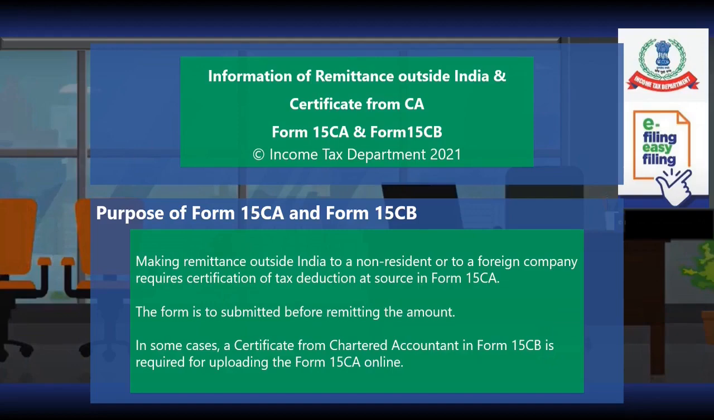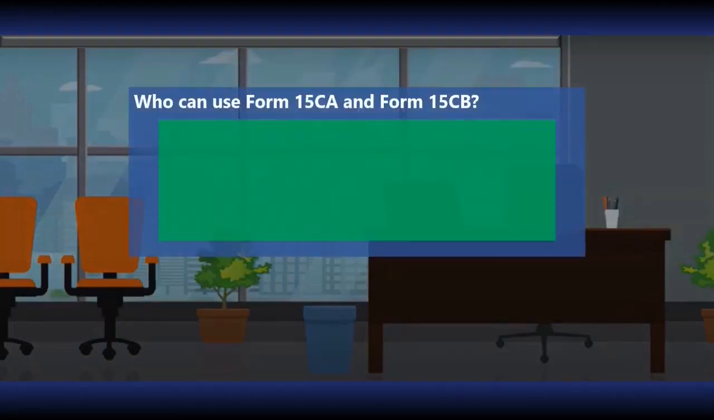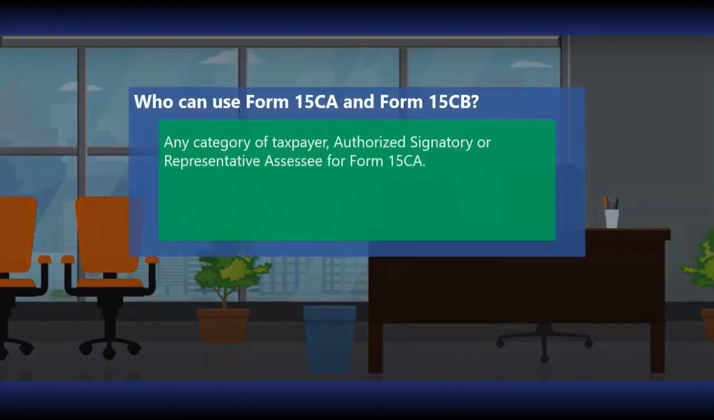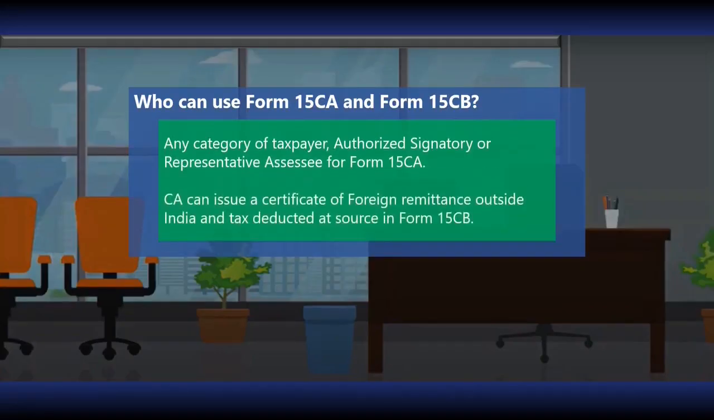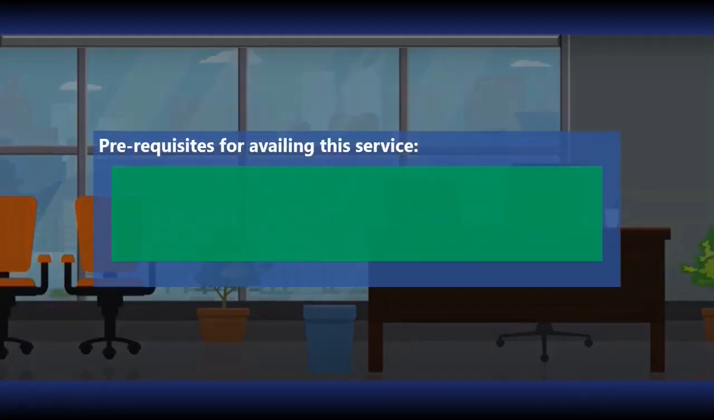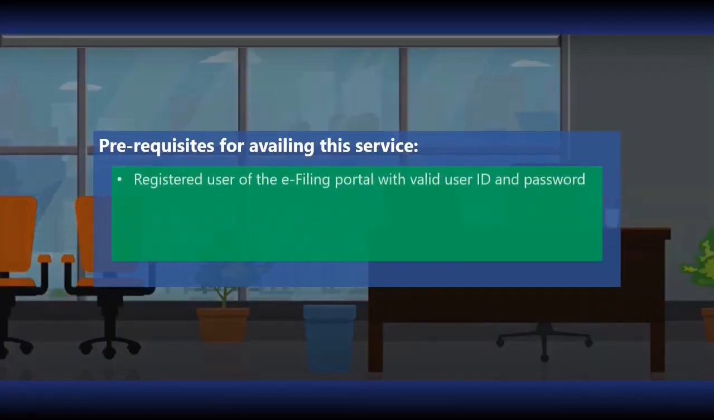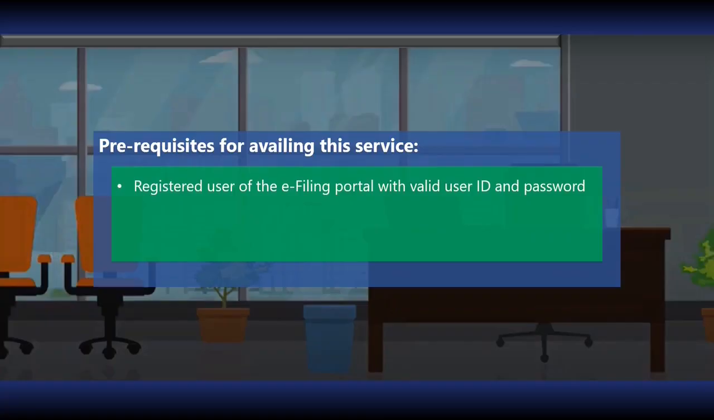online. Form 15CA can be filed by any category of taxpayer, authorized signatory or representative assessee. CA can issue a certificate of foreign remittance outside India and tax deducted at source in Form 15CB. In order to file Form 15CA, the taxpayer is required to be a registered user of the e-filing portal with valid user ID and password and should have an active PAN.